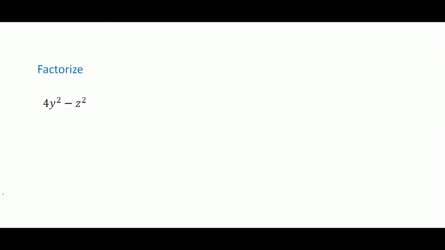Let's look at another example. So in this case we have 4y squared minus z squared. So we can write this as 2y squared minus z squared. So this can be written as 2y plus z into 2y minus z. Sorry, this is a z. Okay.